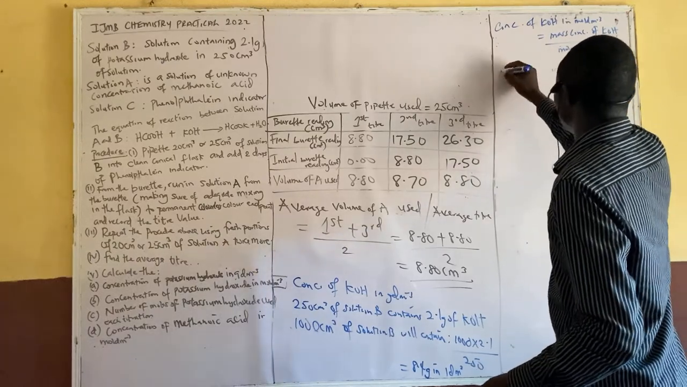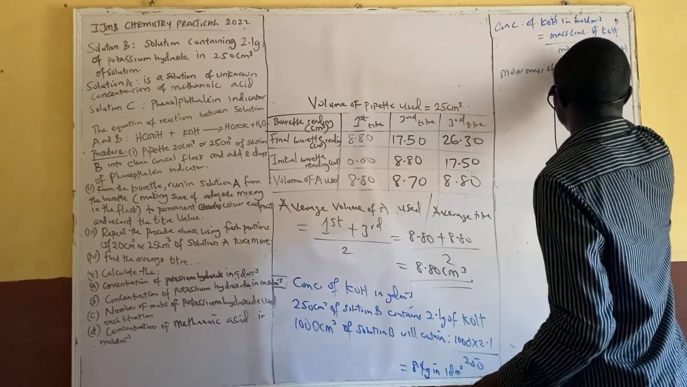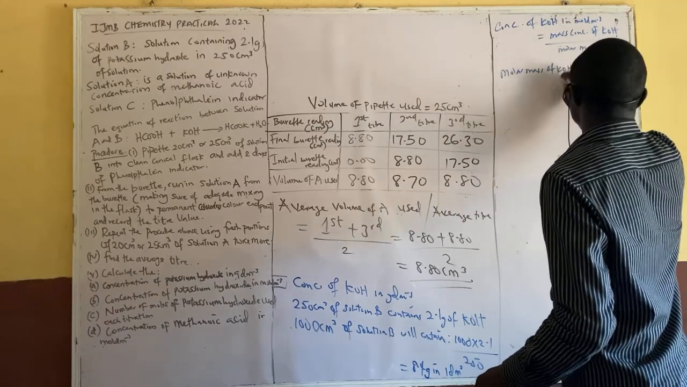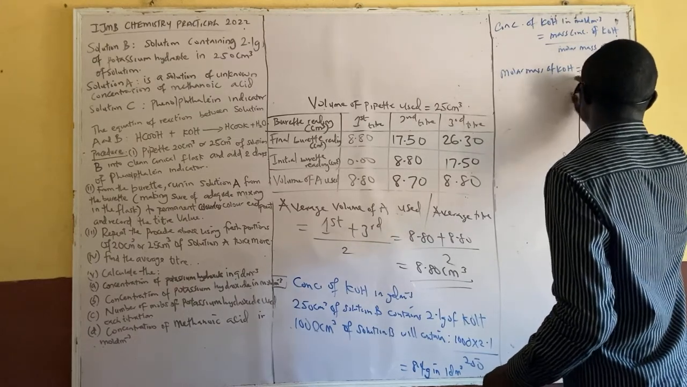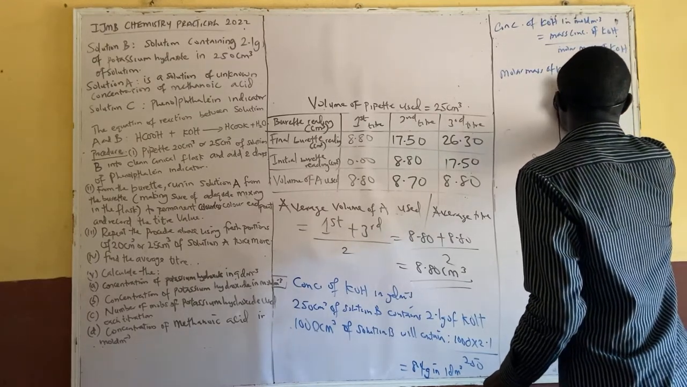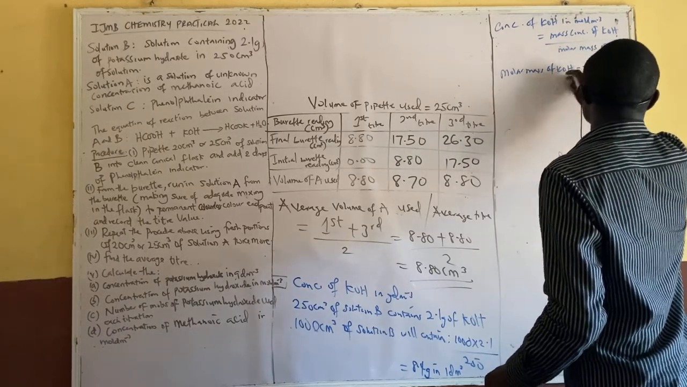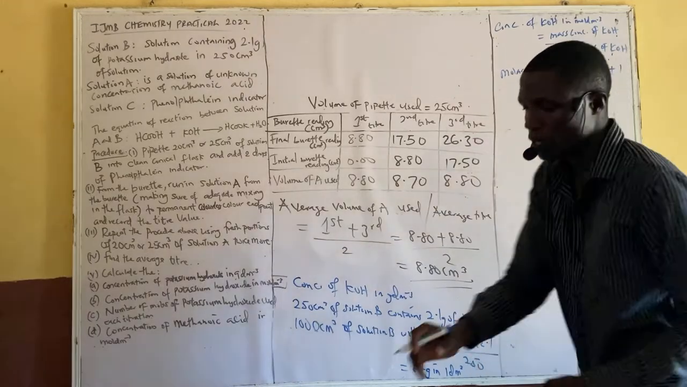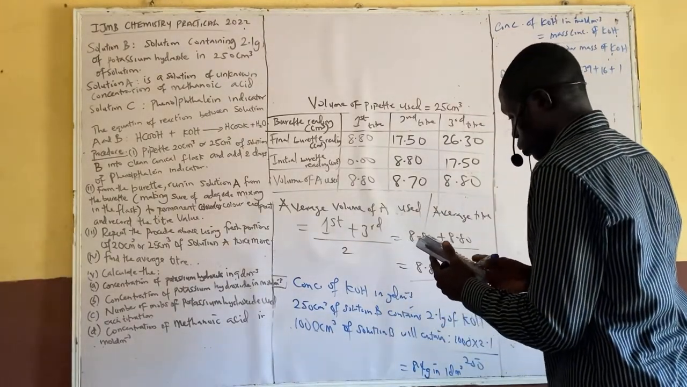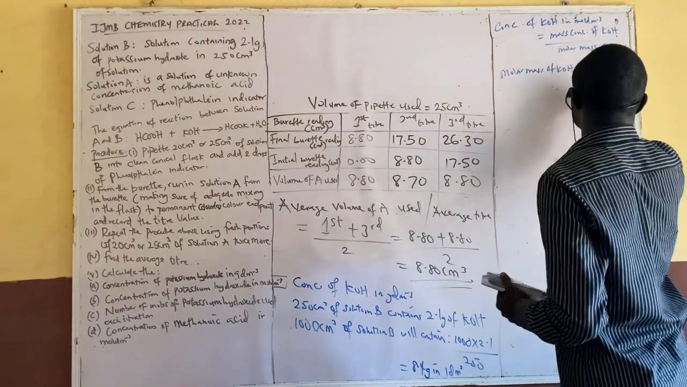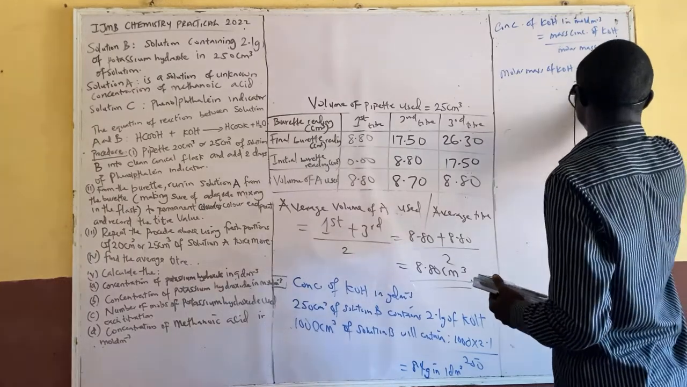So the molar mass of KOH is equal to what? Molar mass of KOH is equal to 39 plus oxygen is 16, hydrogen is 1. So when you add them together, what do you have? 39 plus 16 plus 1. So we have 56 gram per mole. So we are getting the molar mass of KOH.